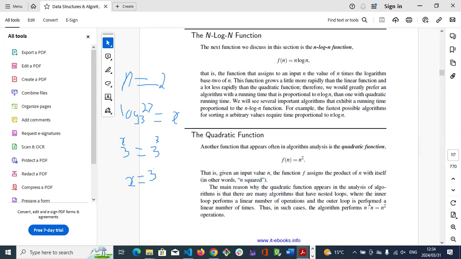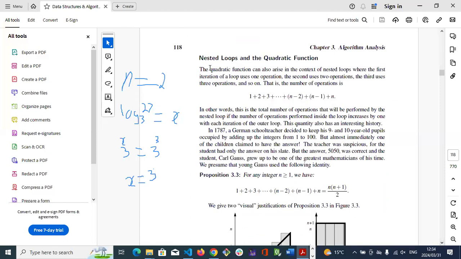The main reason the quadratic function appears in the analysis of algorithms is that many algorithms have nested loops, where the inner loop performs a linear number of operations and the outer loop runs a linear number of times. In that case the algorithm performs n times n, which is n squared. The nested loop and the quadratic function can also arise in the context of a loop where the first iteration uses one operation, the second case uses two operations.